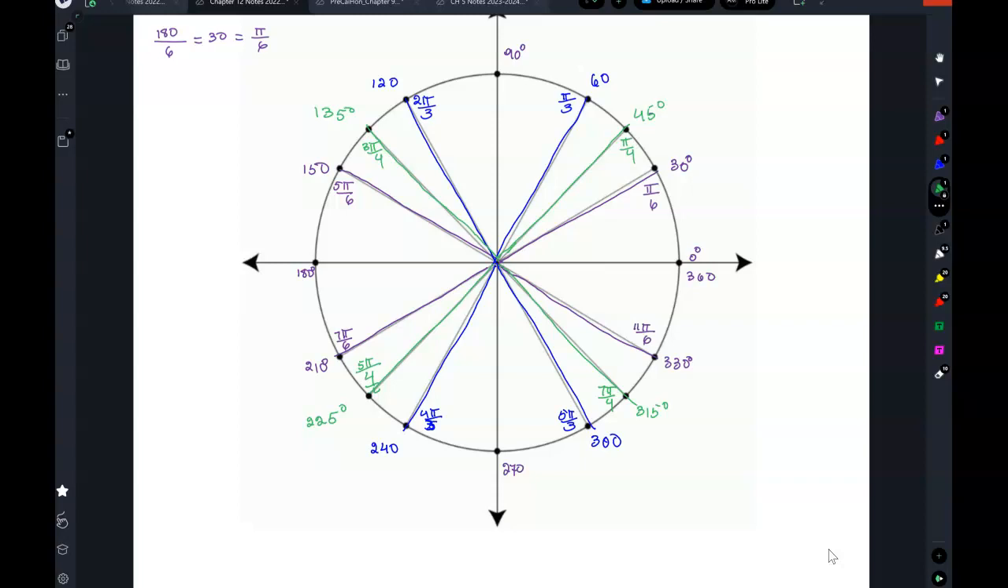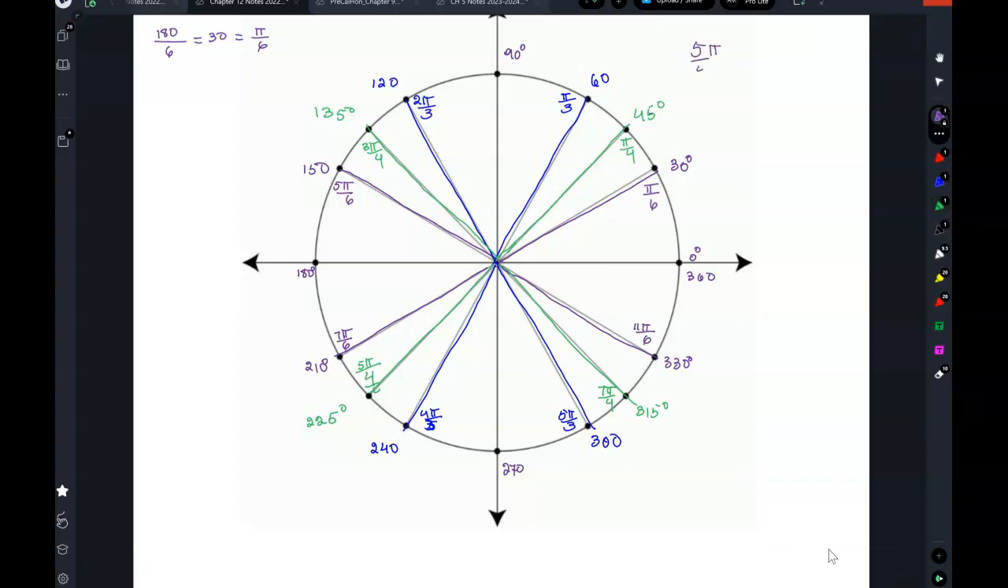Is that equivalent to 5 pi over 8? 5 pi over 4 and 5 pi over 8 are not the same. No, so 5 pi over 4.